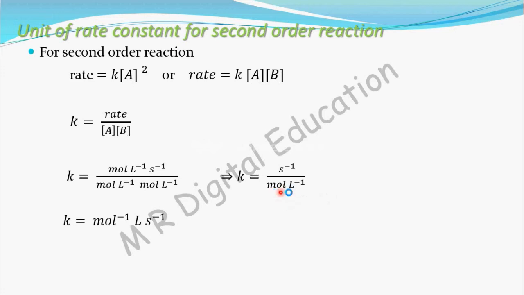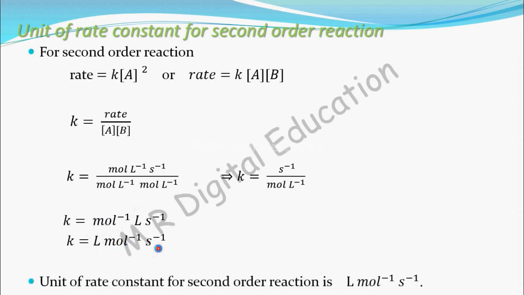Take this mole per liter upside. What will happen? Mole will become per mole, and per liter will become liter. Keep this per second as it is. Now just rewrite, taking this liter to this side: liter per mole per second. So what is the unit of rate constant for a second order reaction? It is liter per mole per second.